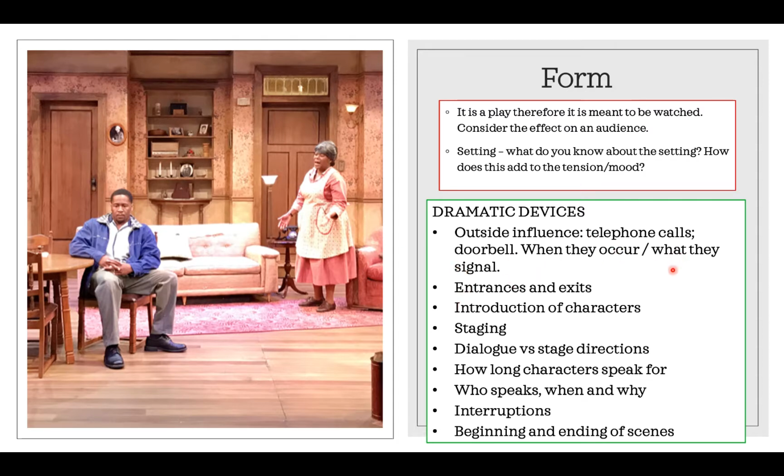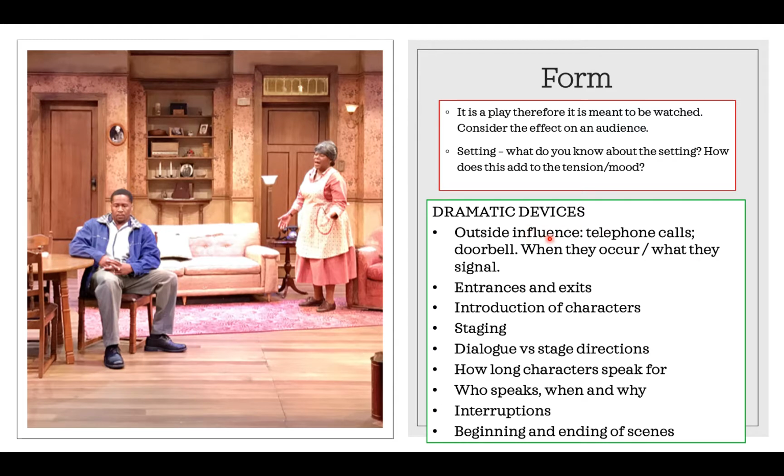Now, with any play, you should be able to talk about a range of different dramatic devices. These are devices that are used for dramatic effect in order to have an effect on the audience, but also to reveal something about characters, action and relationship. So here are some of the dramatic devices that you can comment on for Raisin in the Sun.